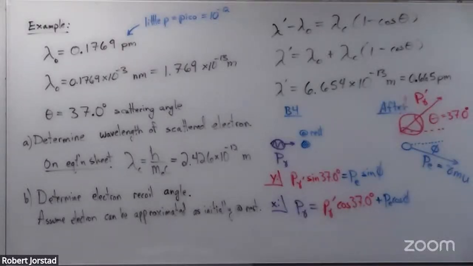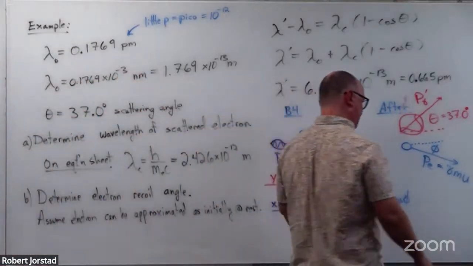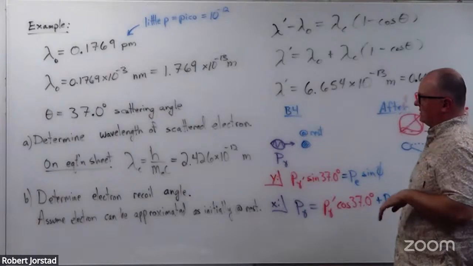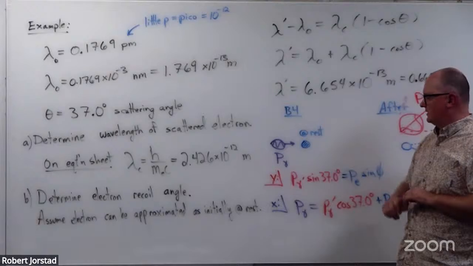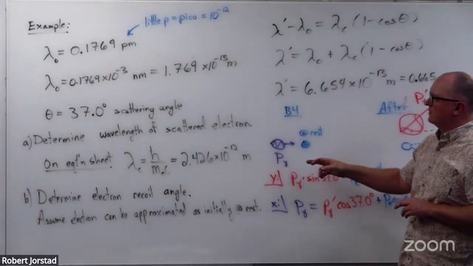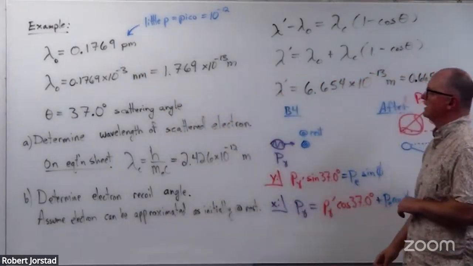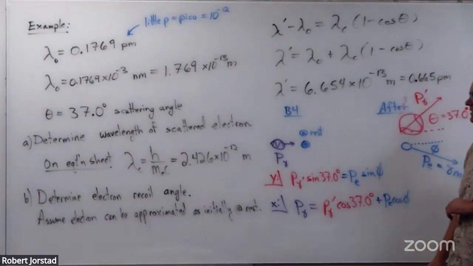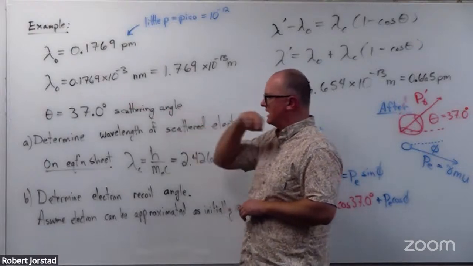All right, in the following video, we're going to try to figure out the recoil speed of an electron. In the last video, we did all this work and found a bunch of information, but we had basically a photon coming in to hit an electron at rest. The initial wavelength of the photon was 0.1769 picometers, pico being 10 to the minus 12th. So, a tiny amount of nanometers, almost a 10,000th of a nanometer.